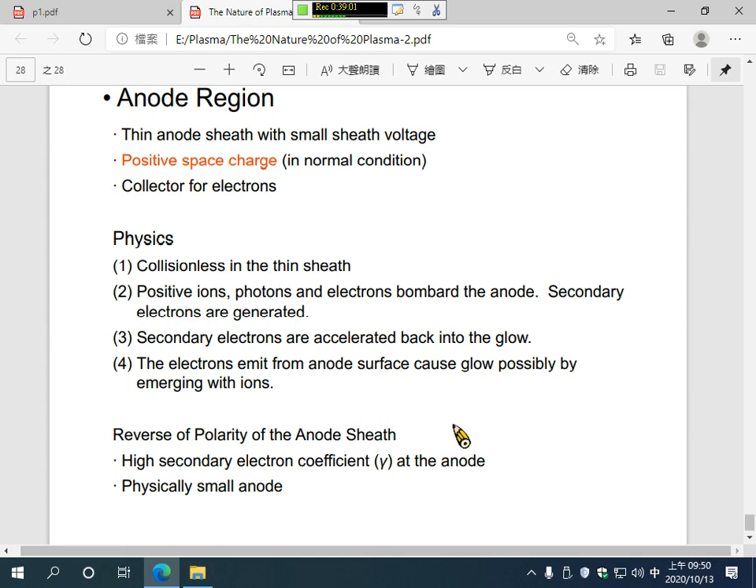And here is the anode region. Usually, near the anode, there's a region with a positive space charge. So in the anode sheath, usually it is positive space charge. If you have an equal size of the cathode and the anode, it should have positive space charge, okay, in normal condition. And the function of anode is to collect electrons.